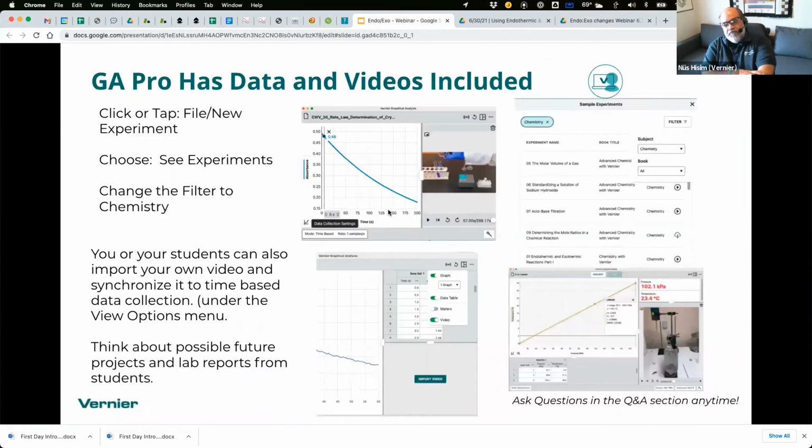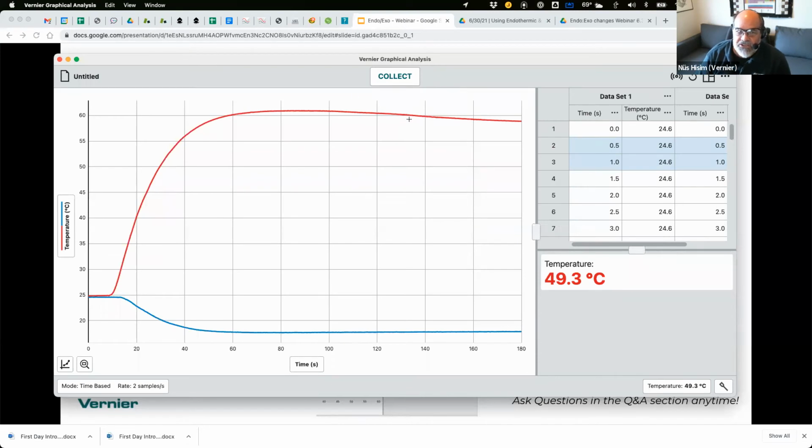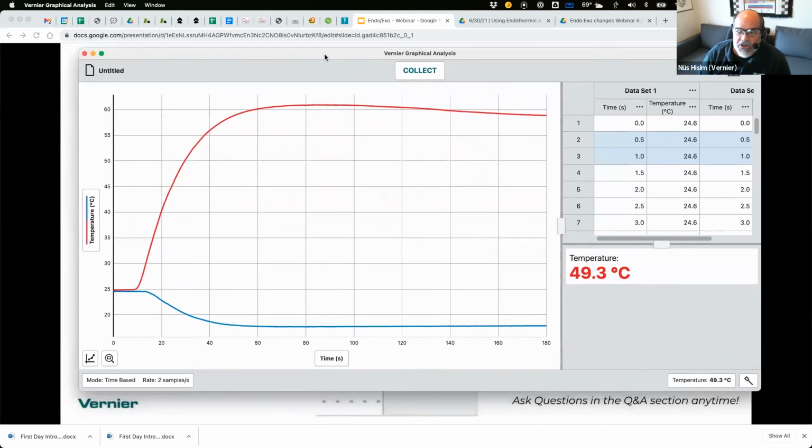Okay. I wanted to show you a couple of other things in Graphical Analysis Pro that are not in the free version, and you guys can all try this, but it won't echo from me to you. So I'm going to start a new file.